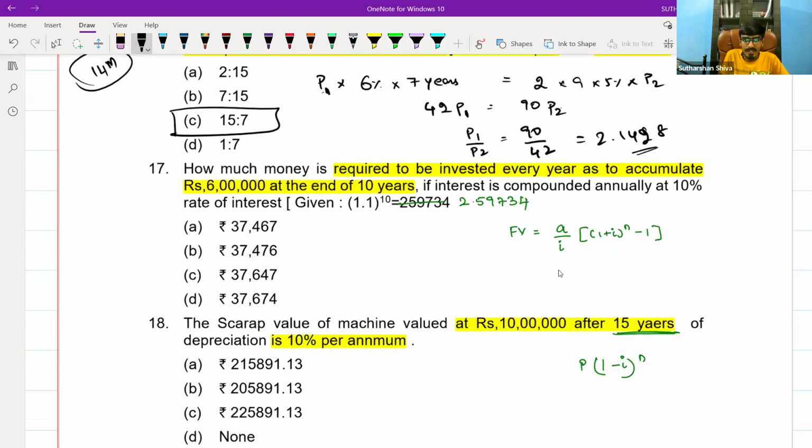Question number 17. How much money is required to be invested every year to accumulate 6 lakh at the end of 10 years? They are given the future value and asking for the annuity value, compounded at a 10% rate of interest. They themselves gave a value, 2.59734. The formula for future value is A by i into (1 plus i) whole power n minus 1. You will take a value. We will take a calculator and do it in a single step.